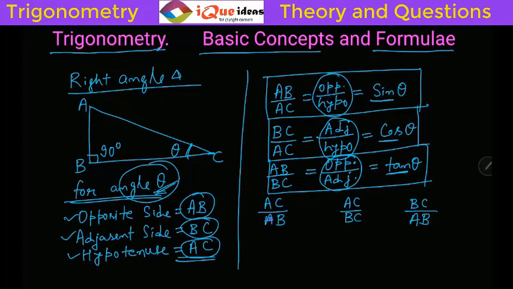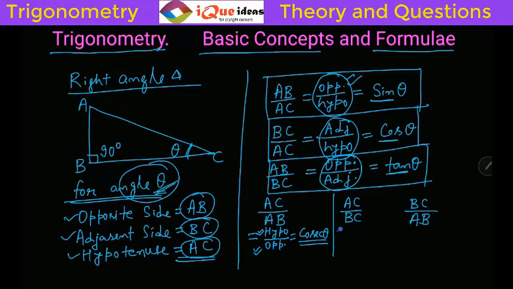Alright. Now if you look at AC upon AB, this AC upon AB is actually hypotenuse divided by opposite side. It is actually the inverse of this ratio. So it will be 1 upon sine theta, that is cosec theta. So the definition of cosec theta is hypotenuse divided by opposite side.